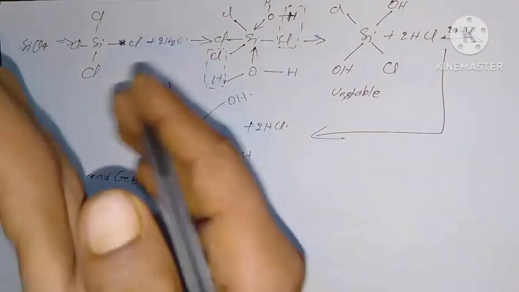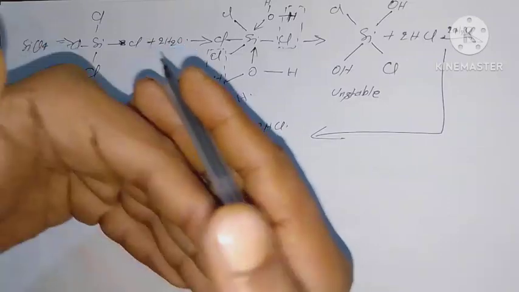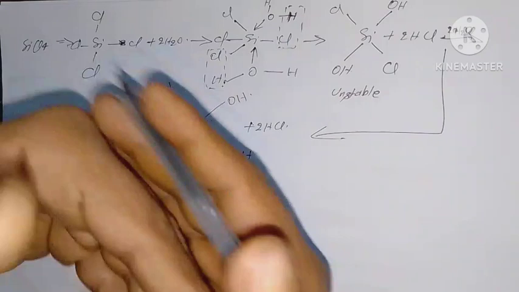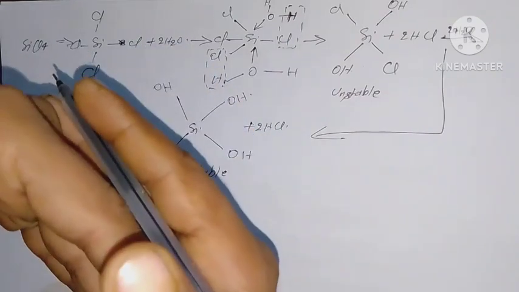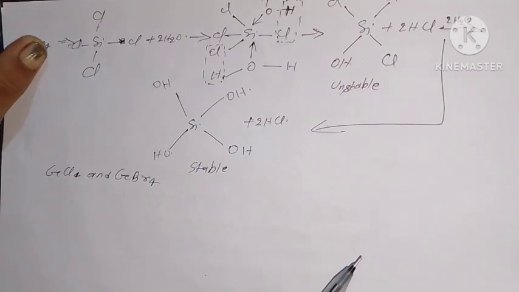The halides of group 14 elements act as strong Lewis acids because they accept lone pairs of electrons in their vacant d orbitals, except carbon halides. Next point.